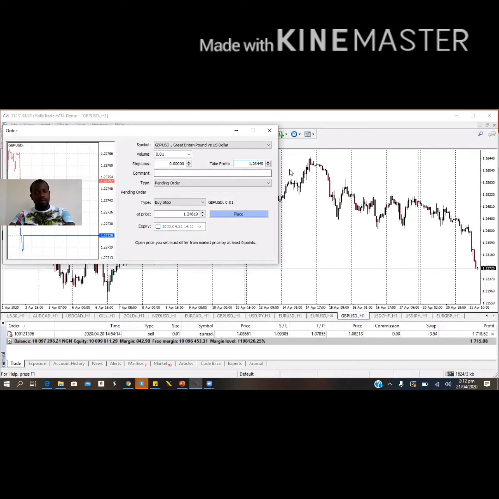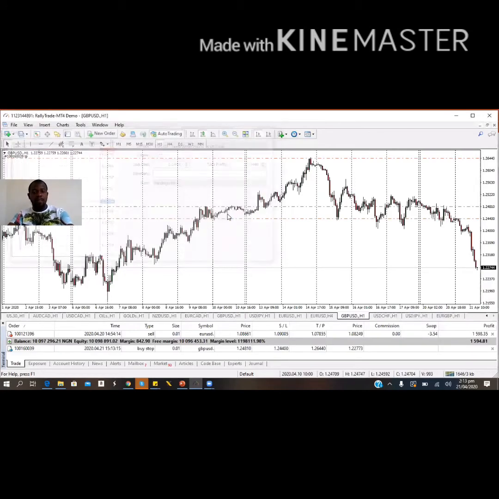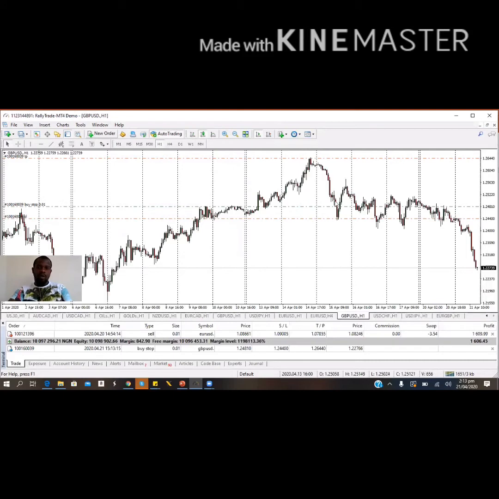Now for the stop loss, remember we are buying, so a stop loss has to be below our entry point. Our entry point is here. So now let me pick a point below. Let's pick 1.24400 as our stop loss. I'm going to come here and input it, 1.24400 as my stop loss. That's it. I place the order. My order has been opened. You can see it on my chart. I believe you can see it. My buy stop order has been opened.